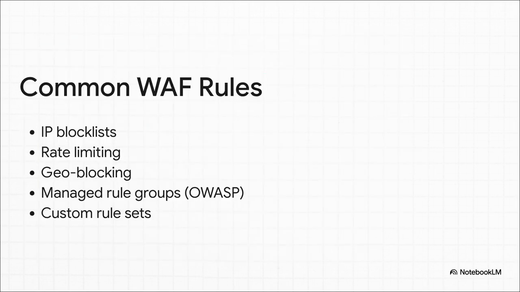It's looking for anything suspicious, like common hacking attempts or those annoying malicious bots. So how does it do all this? Well, with rules. You can tell WAF, hey, block traffic from these specific IP addresses, or limit how many requests one user can send to stop them from spamming us. You can even block entire countries if you need to. Plus, and this is huge, AWS gives you these pre-built managed rule sets to protect you from the most common web attacks right out of the box.